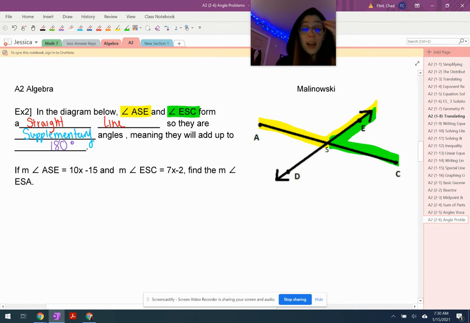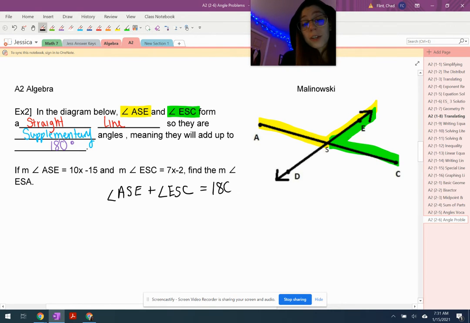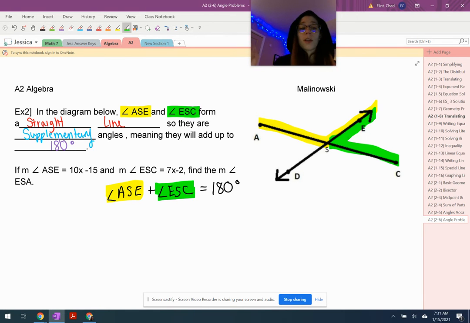So, based on that information, I can say that if I take angle ASE and add it to angle ESC, that will equal 180 degrees. Notice how I'm always creating that generic equation first. Then I can go back and use the expressions they give me to make the equation. And just to keep this in order, the green plus the yellow gives me 180.